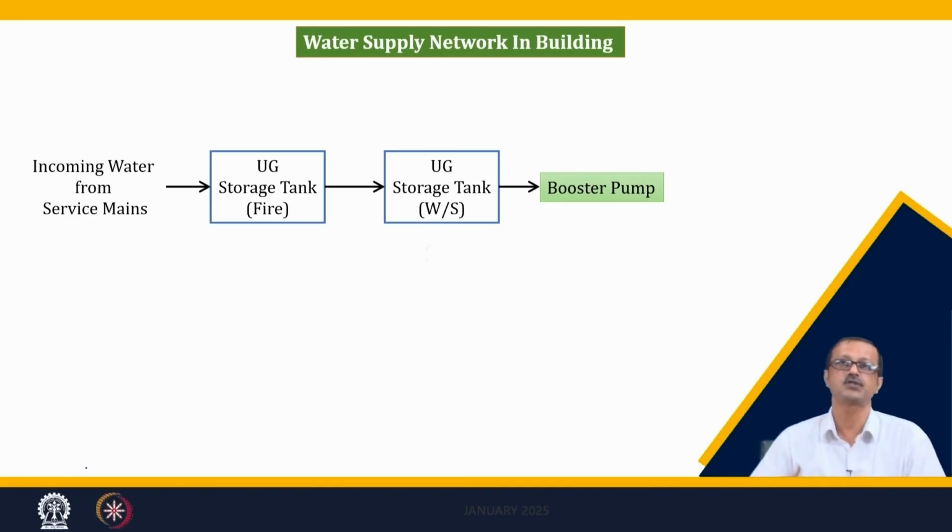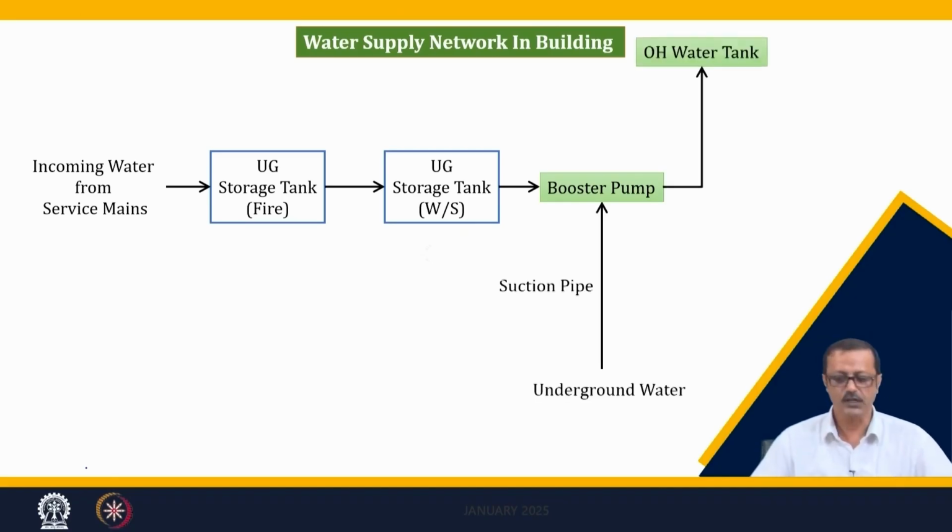Then we require a booster pump. We may operate booster pumps once in a day, twice in a day, or maybe more than twice in a day if it is required. This booster pump can also take the water from the underground water by some suction pipe. Sometimes my demand is more and the corporation may not supply that much, so I have to have my own water sources. Underground water sources people definitely use.